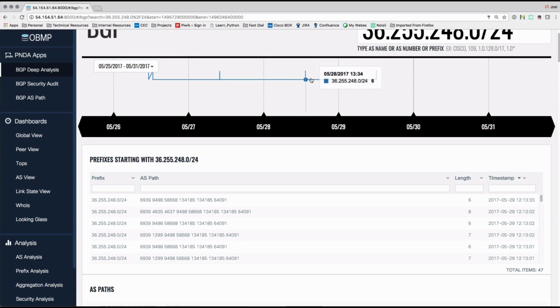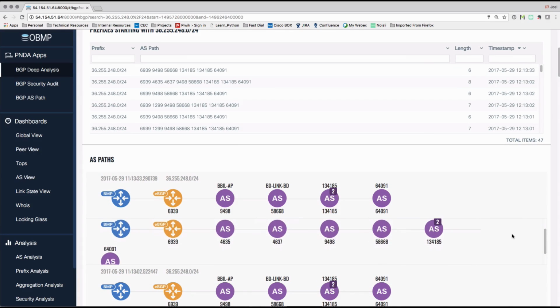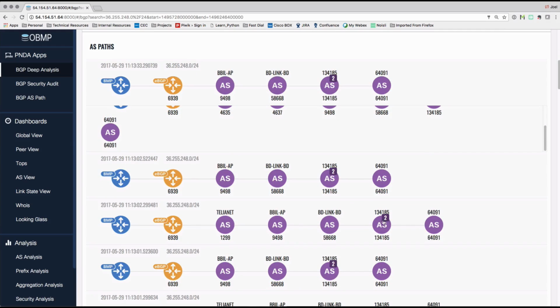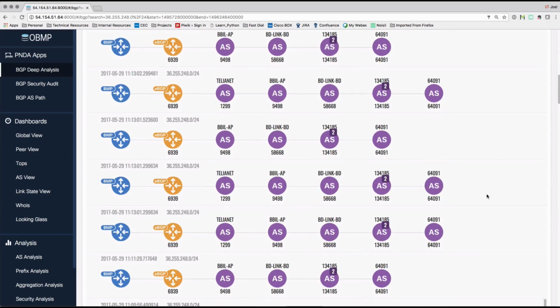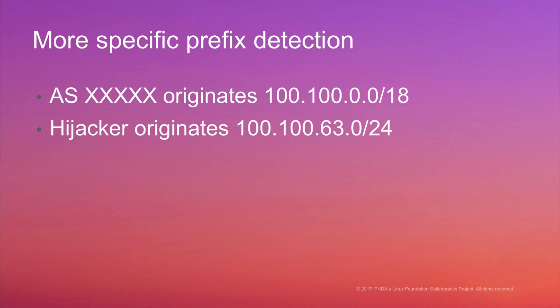This particular unallocated prefix is being advertised by an AS in Bangladesh, and using our comparative view, we can see how that path has changed over time as it's being received hop by hop through to our particular peer. These paths can be sorted by time, length, and can be exported in either JSON or CSV format for additional analysis.